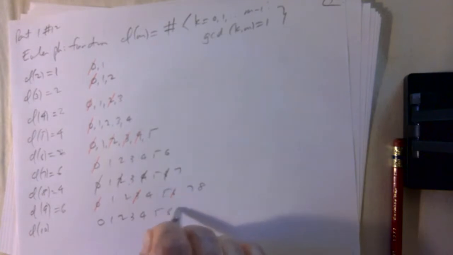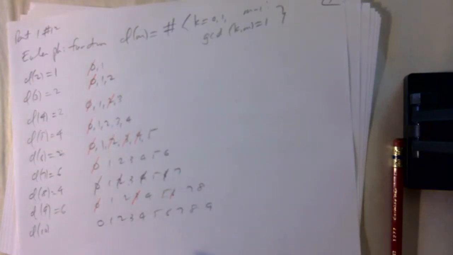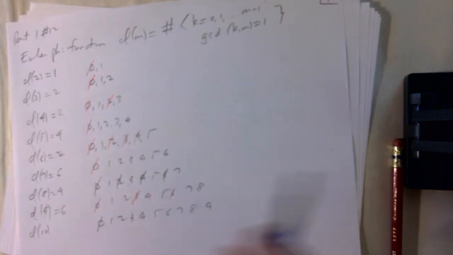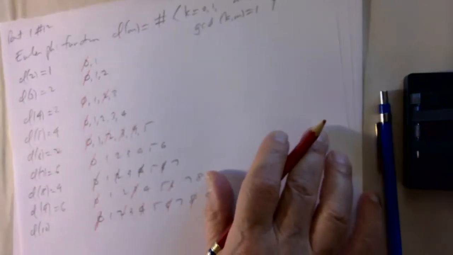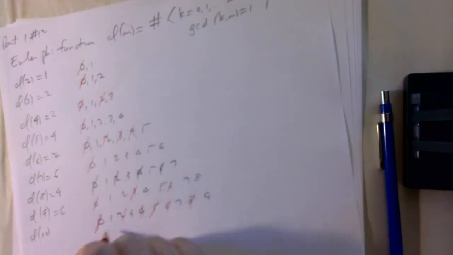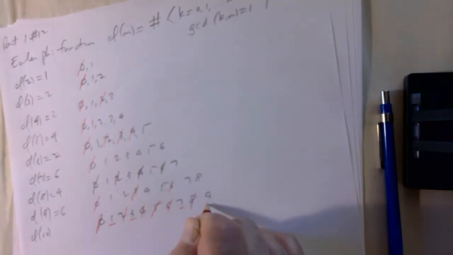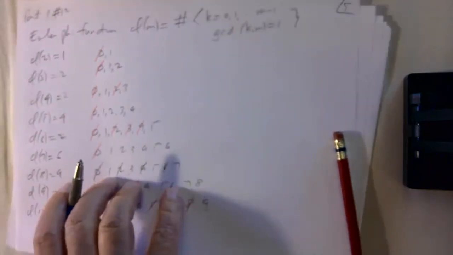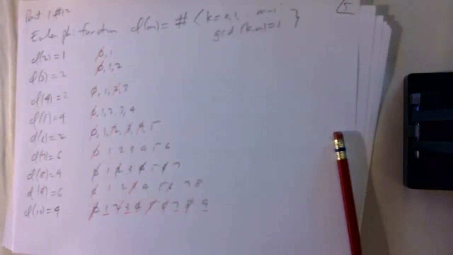And phi of 10, you take the numbers from 0 to 10, and every even number is divisible by 2, and 2 divides 10, so you cross off the even numbers. The only other number that has a factor in common with 10 is a number divisible by 5. That's just 5. So you're left with 1, 3, 7, and 9. So phi of 10 is equal to 4. So that's it.